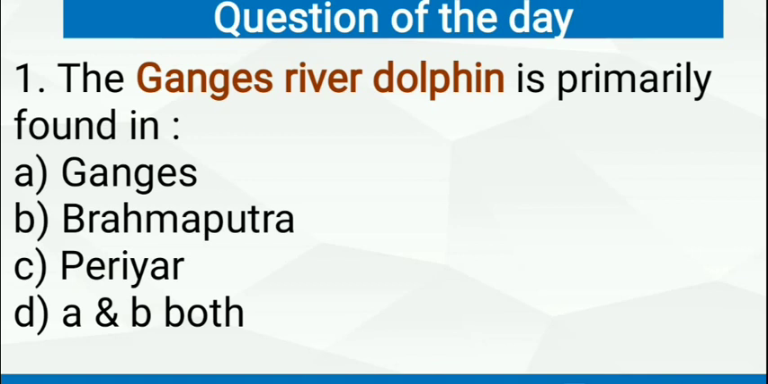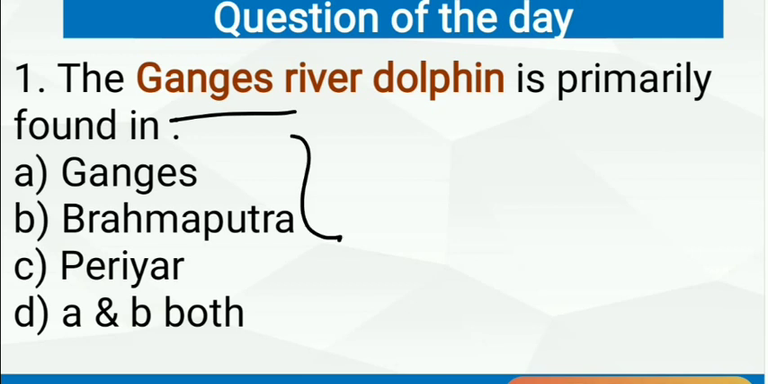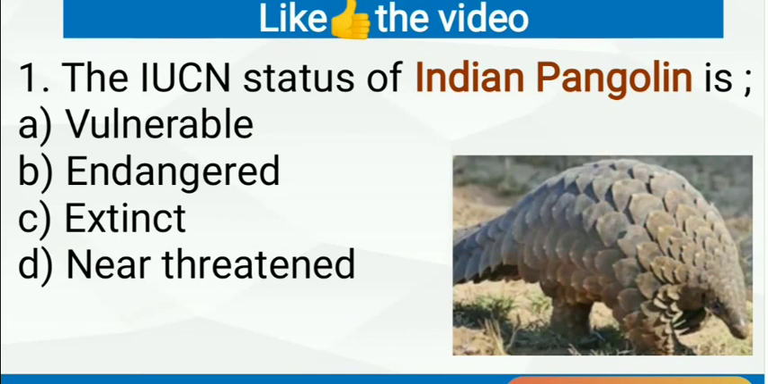So let's see the question of the day, which again you have to answer in the comment section, and next day we will see how many of you answered it correctly. Here is the question. The Ganges river dolphin is primarily found in, these are the options. Read the options carefully, then answer the question in the comment section. And if you are watching this video after 10th of February, I will share the link of that particular day in the I button as well as in the comment section.